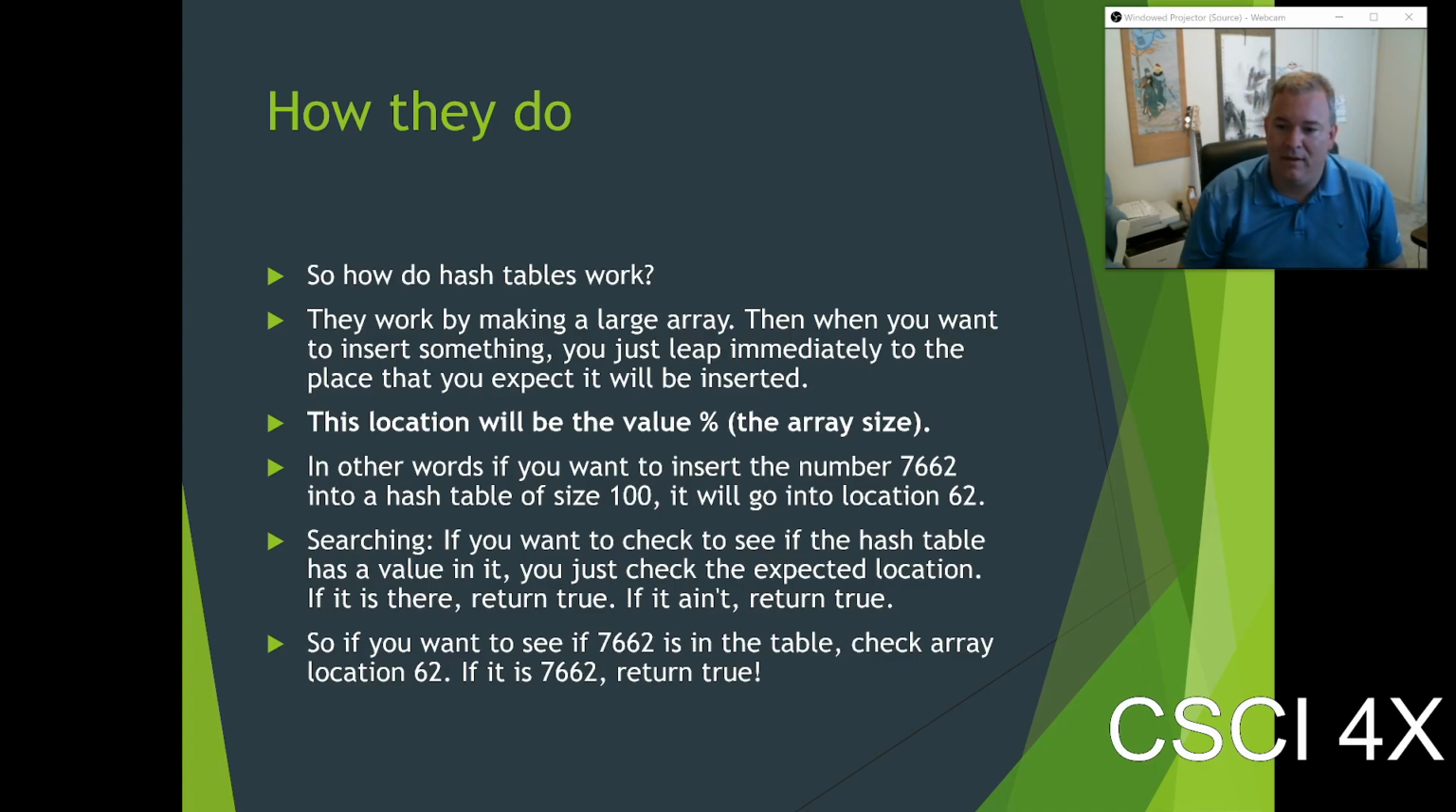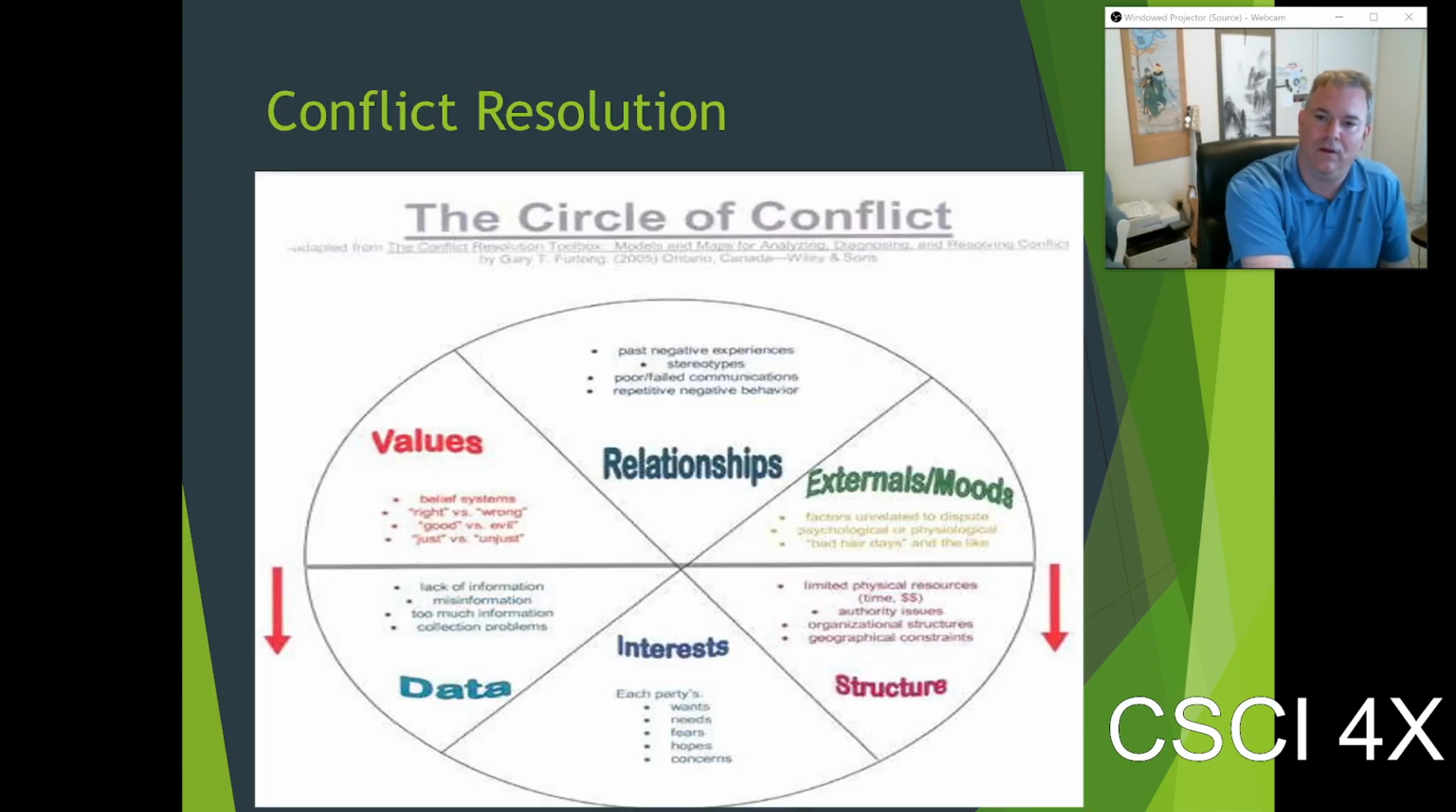Okay. So how hash tables work is you make a big array, and then when you're going to insert something into it, you modulus it by the size of the array. That's the spot it goes into. Okay. The big trouble is, of course, conflict resolution.